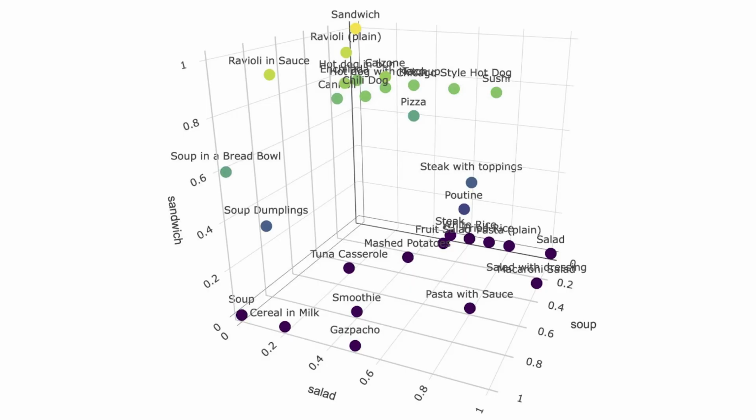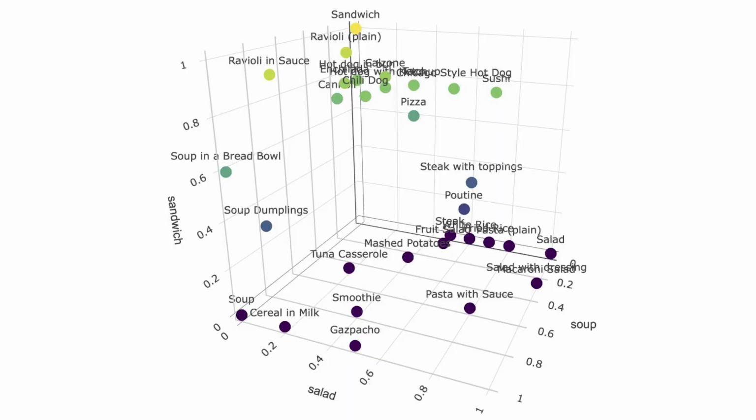Versus a ravioli in sauce is a sandwich, but it's in a sauce, so it's more like a soup. So it's both a sandwich and a soup, so it gets put over there. I can see it. The hot dog is slightly below sandwich, so it's not fully a sandwich. But it's close to a sandwich. And it's definitely not a salad or a soup. I can understand the appeal, definitely more than the last one.